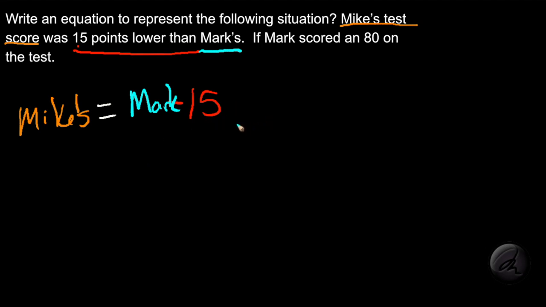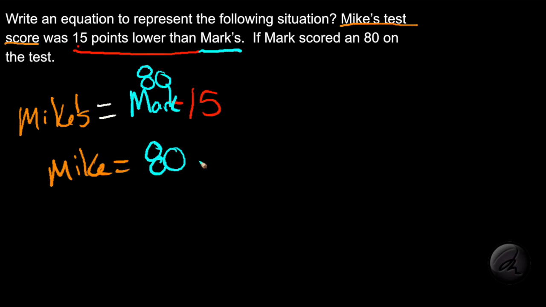So Mark minus 15. Okay, so we're going to write an equation to represent the situation. Mike's test score was 15 points lower than Mark's if Mark scored an 80 on the test. Well, this is simple substitution. I'm going to put 80 in here for Mark. All right, so now I have Mike equals 80 minus 15.